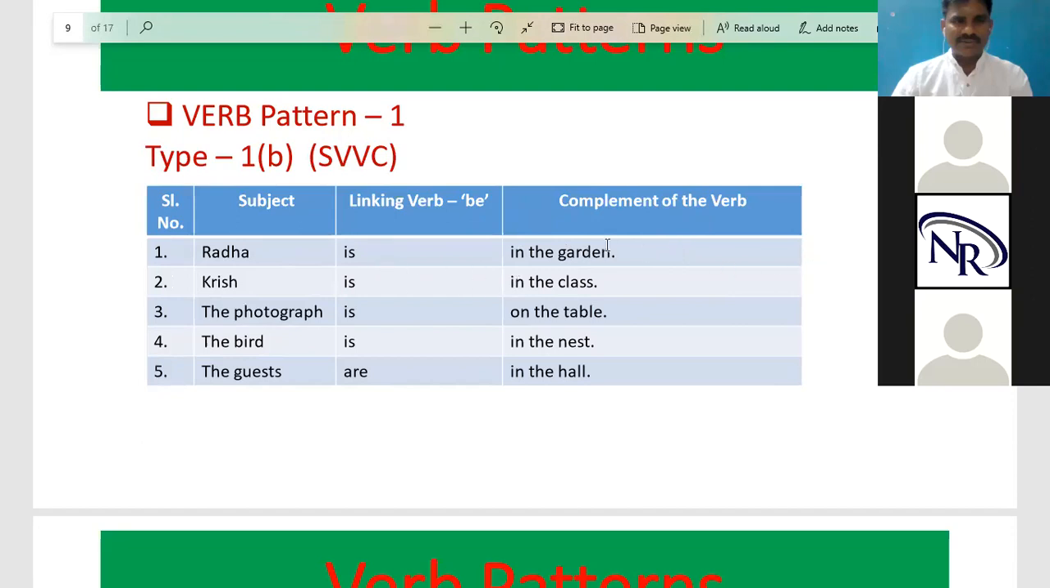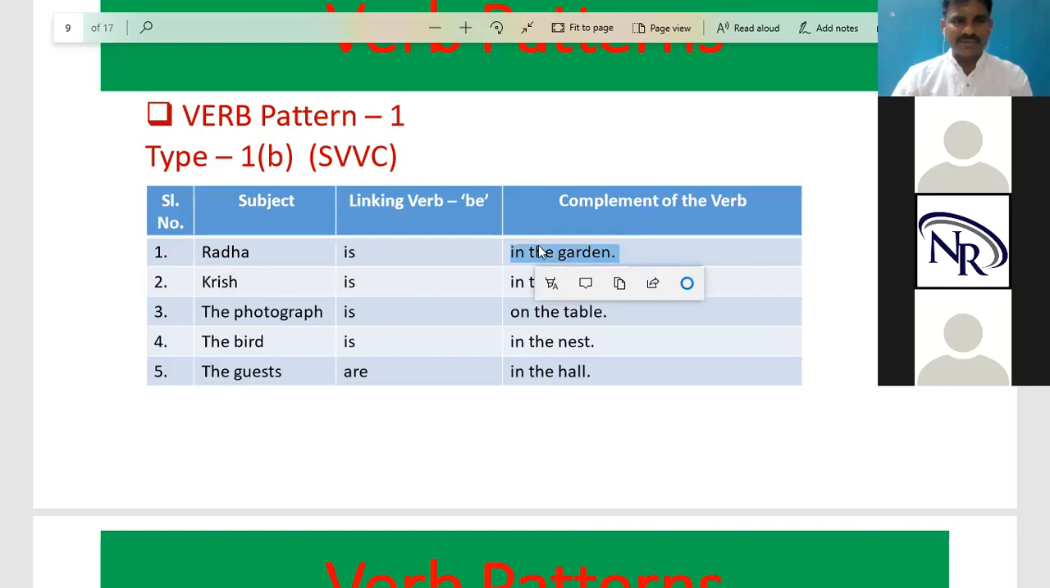Where is Radha? In the garden. The garden is the verb complement. Krish is in the class. So these are all complement of verb. The photograph is on the table. Observe, in the garden.